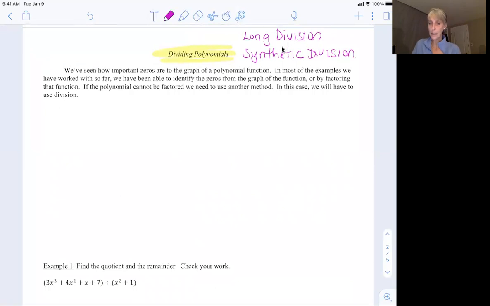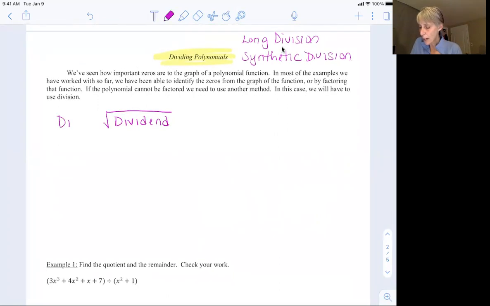Before I begin, let's start with some basic terminology. When we're dividing something, the thing we're dividing is called the dividend. So when I give you a polynomial function and I ask you to divide it, that's our dividend. What we're dividing by is our divisor. The answer we get is our quotient, and then we always have a remainder.